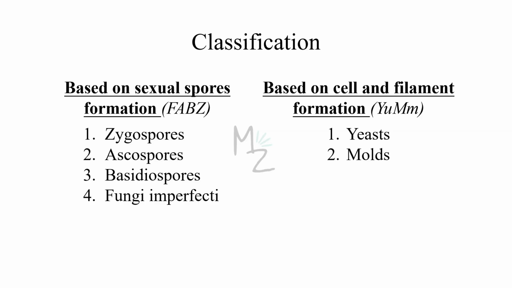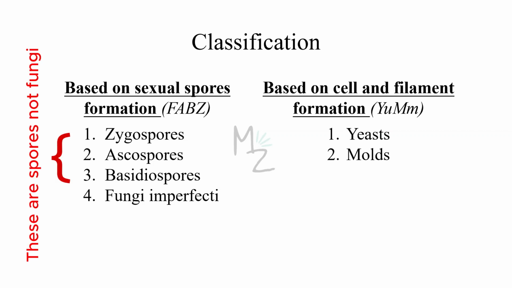Now let's have a look at the classification of fungi. Fungi are classified based on sexual spores formation and also on cell and filament formation. If we look at the classification based on sexual spores formation, we've got zygospores, ascospores, basidiospores, and fungi imperfecti. I've got a really cool mnemonic for that, and that's FABS from fabulous. And now let's look at the classification based on cell and filament formation. I've got a really cool mnemonic for that, and that's YUM. Y is for yeasts, and M is for molds.